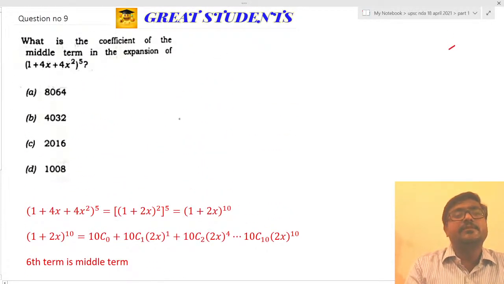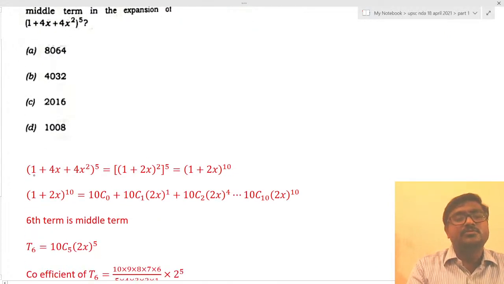The next question is from binomial theorem. What is the coefficient of the middle term in the expansion of (1 plus 4x plus 4x square) to the power 5? This is a clear-cut binomial theorem question. It's a very easy question. You can do it very easily. Now, we say binomial, but this is given as a trinomial. 3 terms are there, but we have a formula only for binomial, that means only 2 elements should be there. So we'll make it into 2 elements.